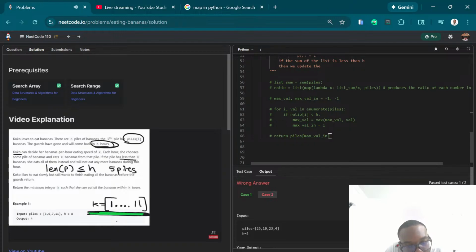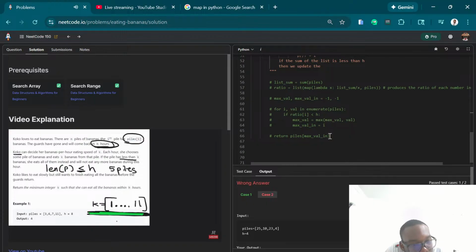Even though we're brute forcing the entire solution set, 1 through the max of piles, it's not going to be terrible. What's going to be the complexity of that? Well, we're potentially going to have to iterate through every value in this potential solution set. What's that going to be? Well, 1 through the max value of our piles, right?